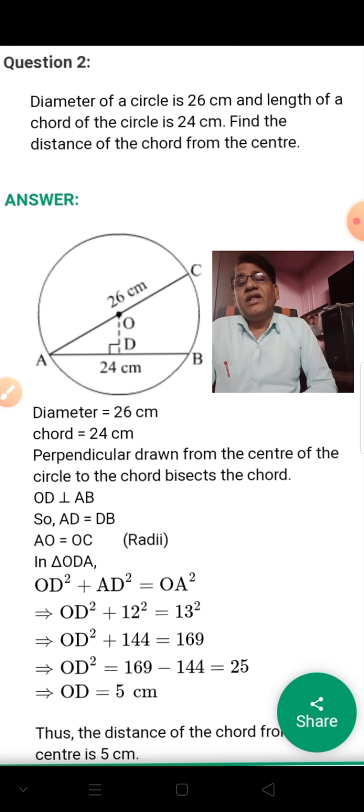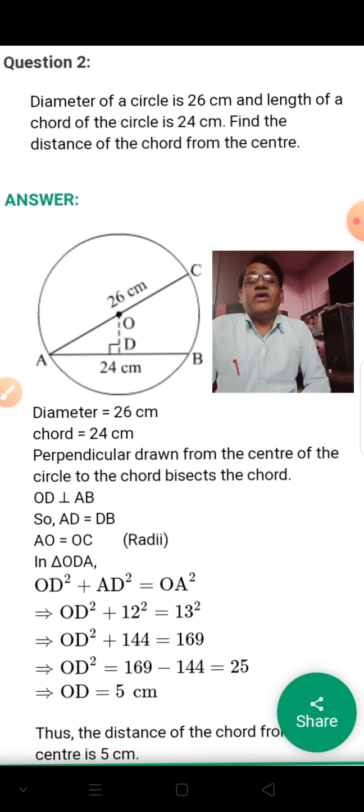See, in all the questions you have to use the Pythagoras theorem and the chord property. That is, when we draw the perpendicular on the chord from the center, it divides the chord into two equal parts, that is, bisects the chord. These two properties you have to use everywhere in the 6.1 exercise.